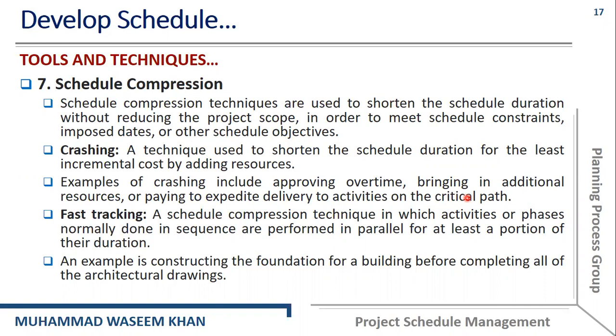For example, if the project is constructing a building and if the basic duration in which the building would be constructed is, for example, 1 year, and if you want to complete it in 10 months, then what we need to do is add more labor, more machinery, and more materials. So we can reduce the duration of that project, constructing a building, from 12 months to 10 months.